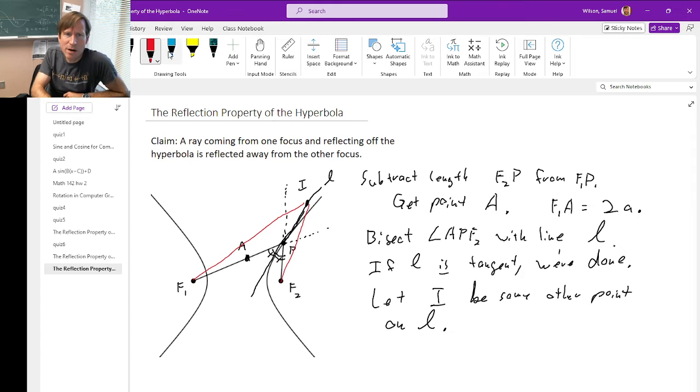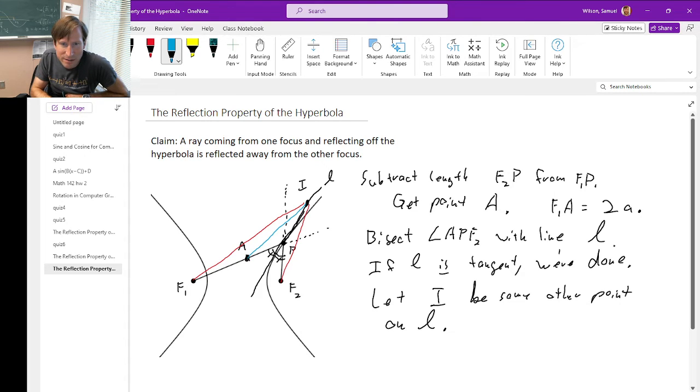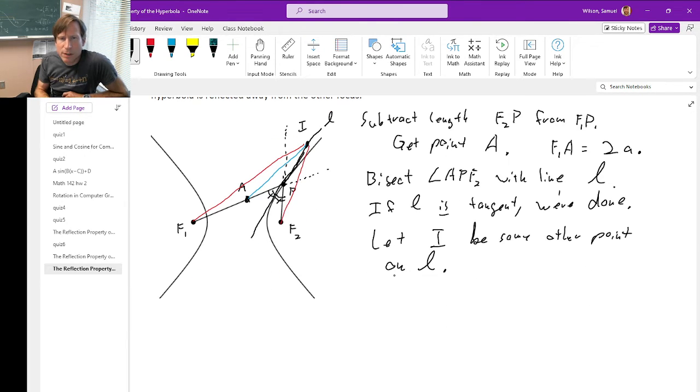So to compare, what we're going to do is also add a line segment from I to A, like this. With this setup, we need to notice that some of the different lengths in this picture are actually all the same. So the length from A to P is equal to the length from F2 to P. Okay, and this is just because of how we created the point A.